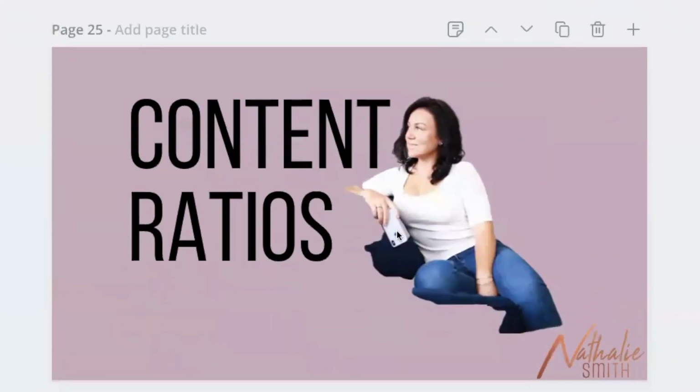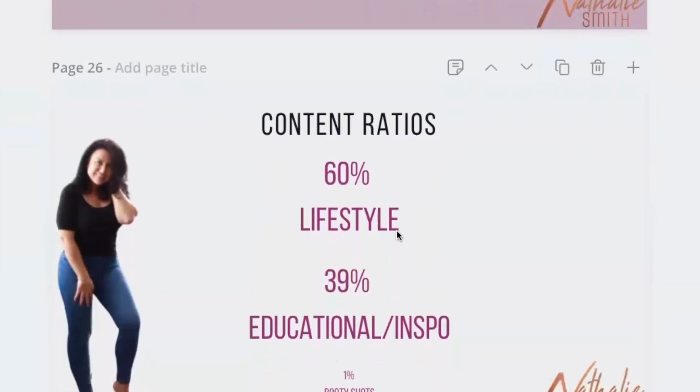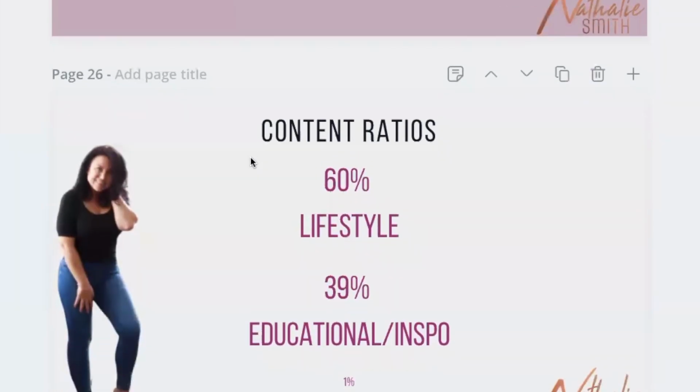Content ratios, how you should be doing your content. So 60%, and we've done trainings on this, you want to be your lifestyle, real life, real things. You shouldn't have to think too much about it. It's whatever you're doing that day. And if you're not doing anything, change it. You need to be doing stuff with your life. 60% lifestyle, so 6 out of 10 posts.